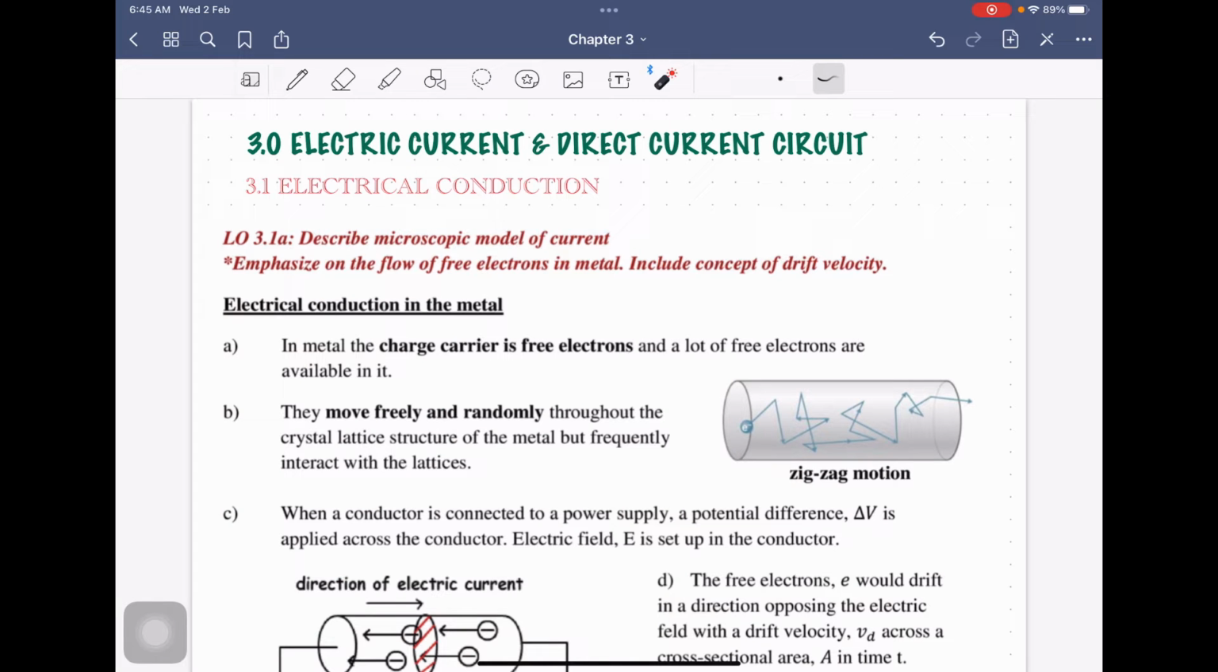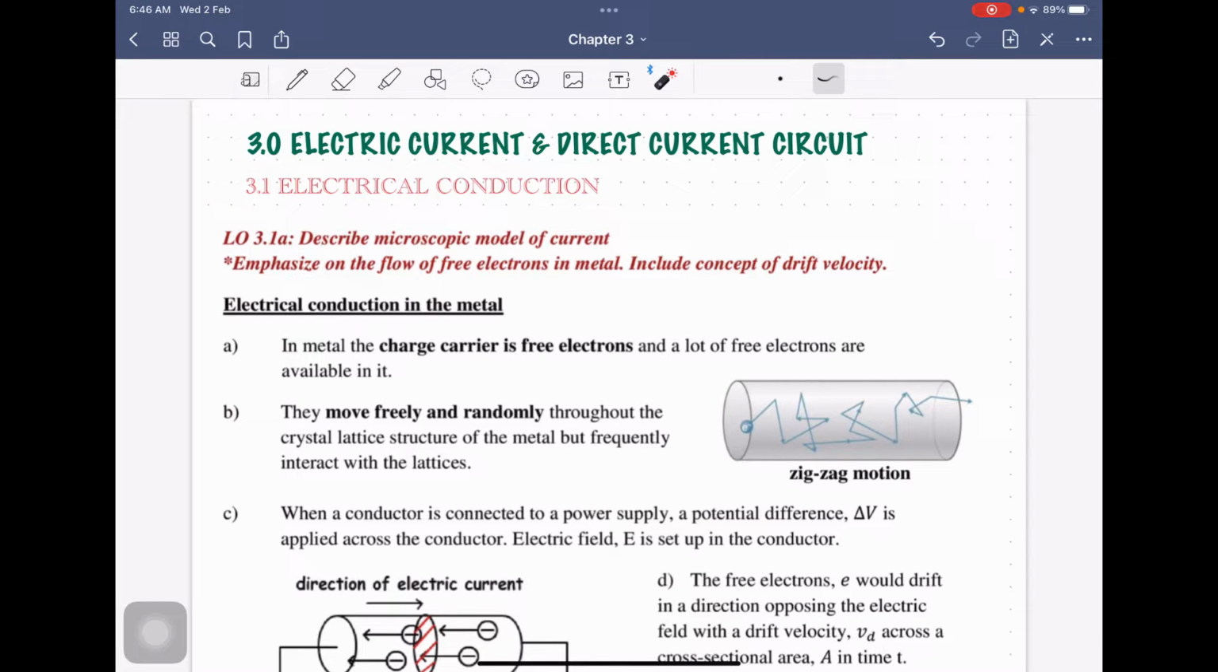Assalamualaikum dan salam sejahtera. Untuk hari ini kita akan lihat topik 3 which is electric current and direct current circuit. Okay, untuk chapter 3, kita ada 9 subtopic. Alright, so agak banyak lah. Okay, kita akan lihat satu per satu. Okay, the first one is electrical conduction.